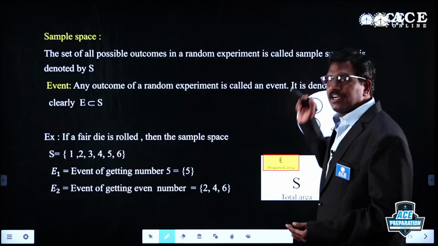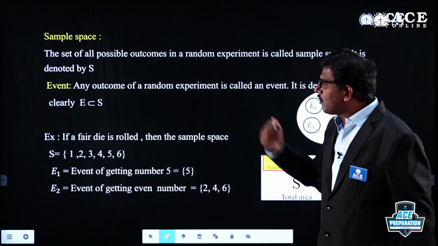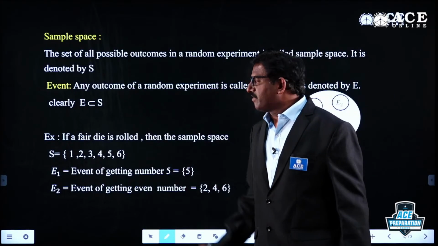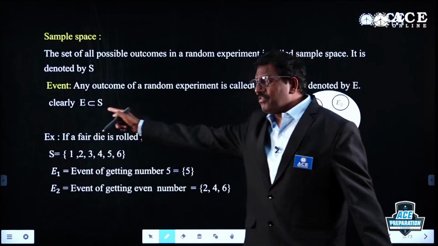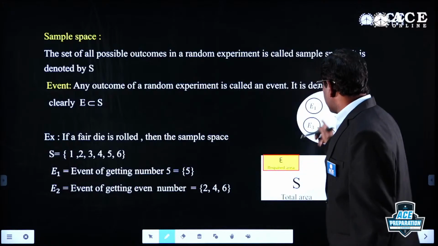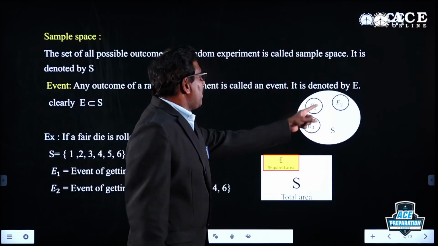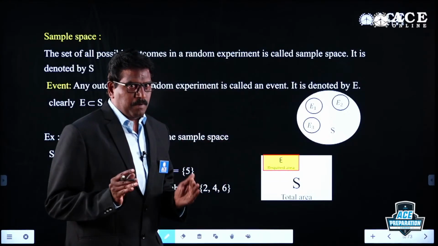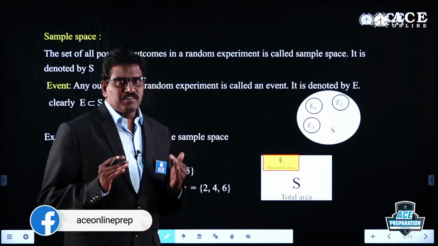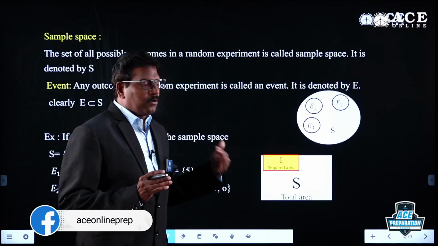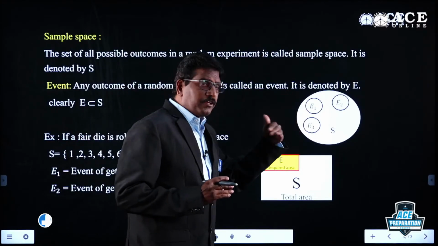All possible outcomes make up the sample space. Every outcome of a random experiment is called an event. It is denoted by capital E. Clearly, every event is a subset of S. I have taken some examples. Suppose you take 3 events. No doubt, probability is completely related to set theory. If you follow set theory logic carefully, no doubt, you can solve problems in probability very easily.